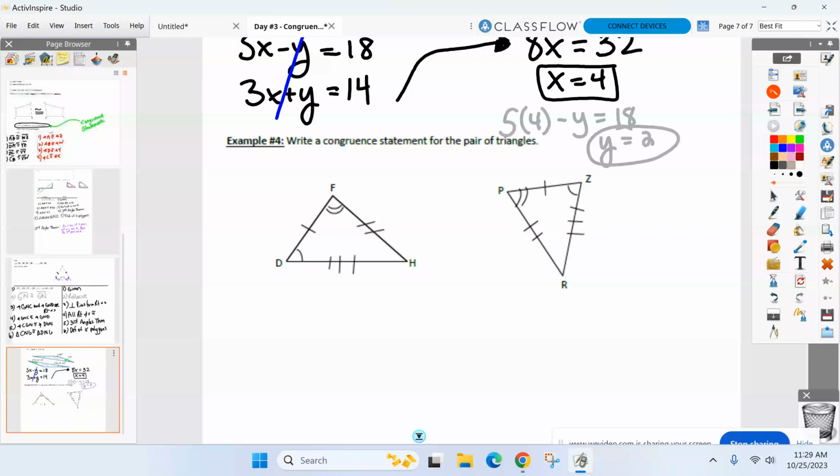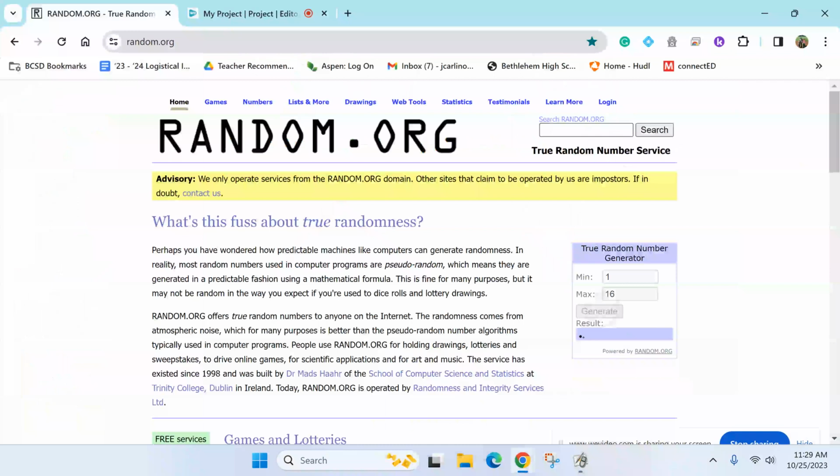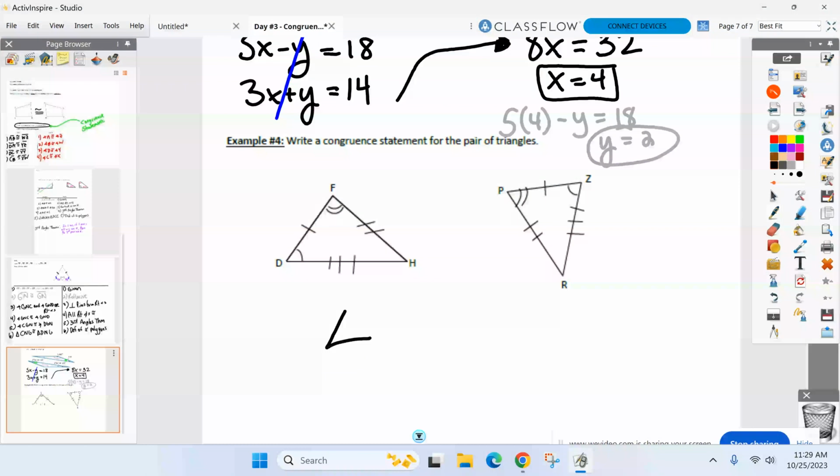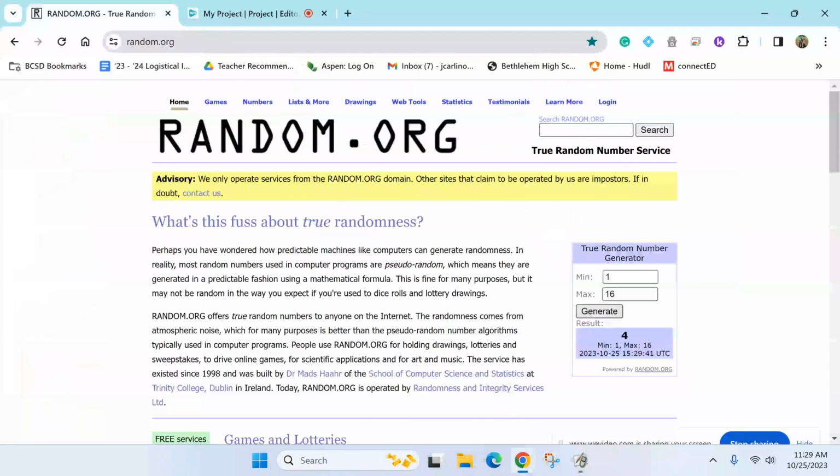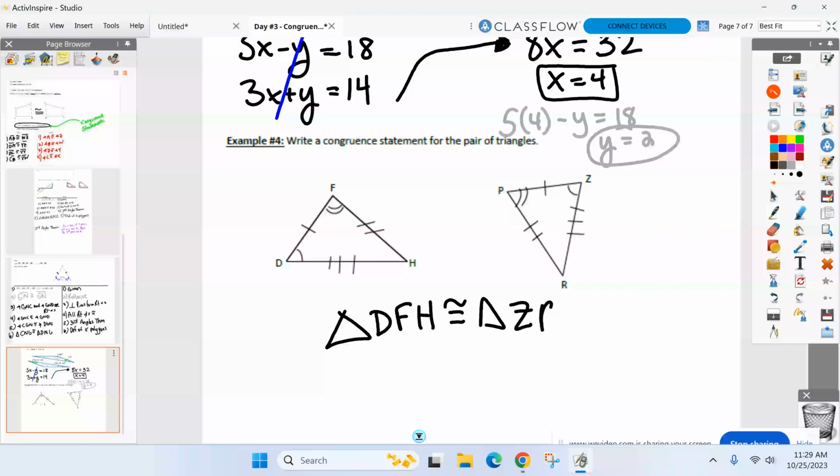Somebody first, name one of the triangles in any order you'd like. Haley, here we go. Big moment. Triangle DFH is congruent to. All right, finish Haley's statement. If we go DFH, how am I naming that other triangle? Haley, finish your own statement now. CPR. Let's see. I just write it down, then I check after.